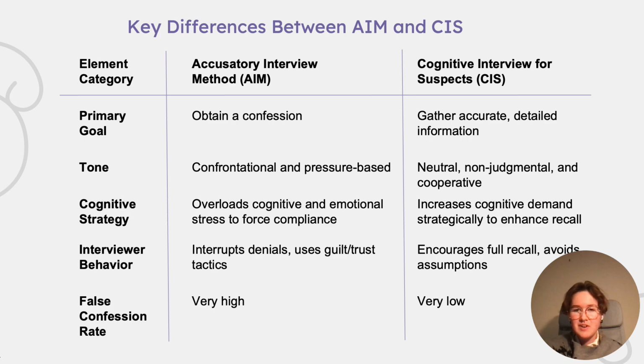The AIM seeks a confession through confrontation and manipulation, often using unethical practices like interrupting denials and leveraging guilt. These tactics deliberately induce cognitive and emotional overload, making compliance more likely. CIS, by contrast, encourages cooperative, neutral interaction, avoids assumption, and uses structured techniques to aid truthful recall without overwhelming cognitive capacity.